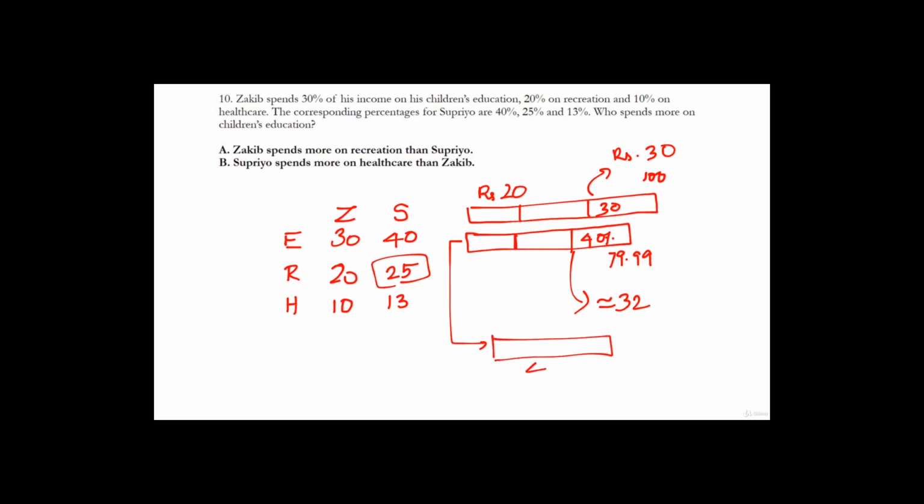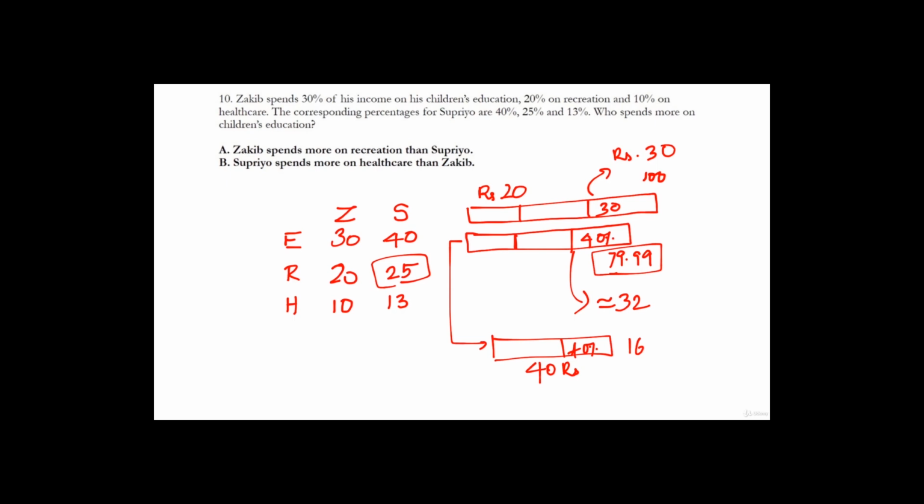But Supriyo's salary could also be just 40 rupees. Total salary could be just 40 rupees. In that case also, Zakib's expense on recreation is more than Supriyo's expense. And in that case, 40% is how much? It is only 16 rupees. In that case, Supriyo is spending less than Zakib on education. So according to this particular case where it is almost equal to 80 rupees, Supriyo is spending more.